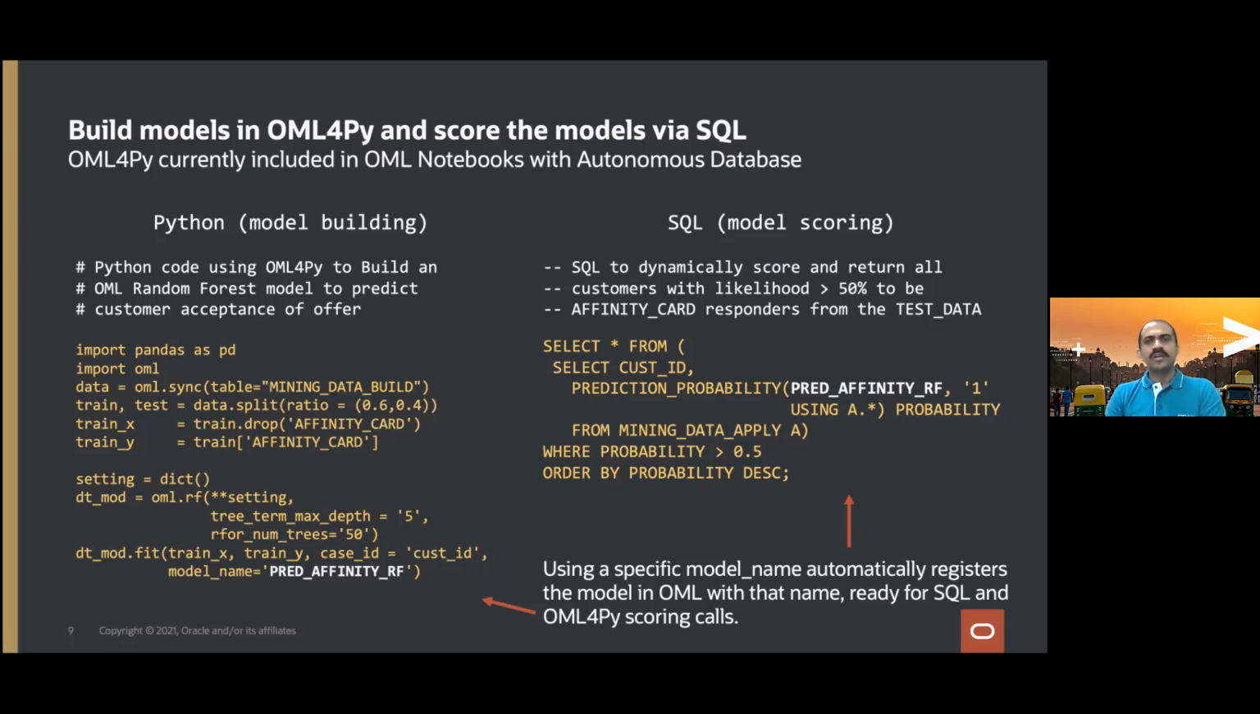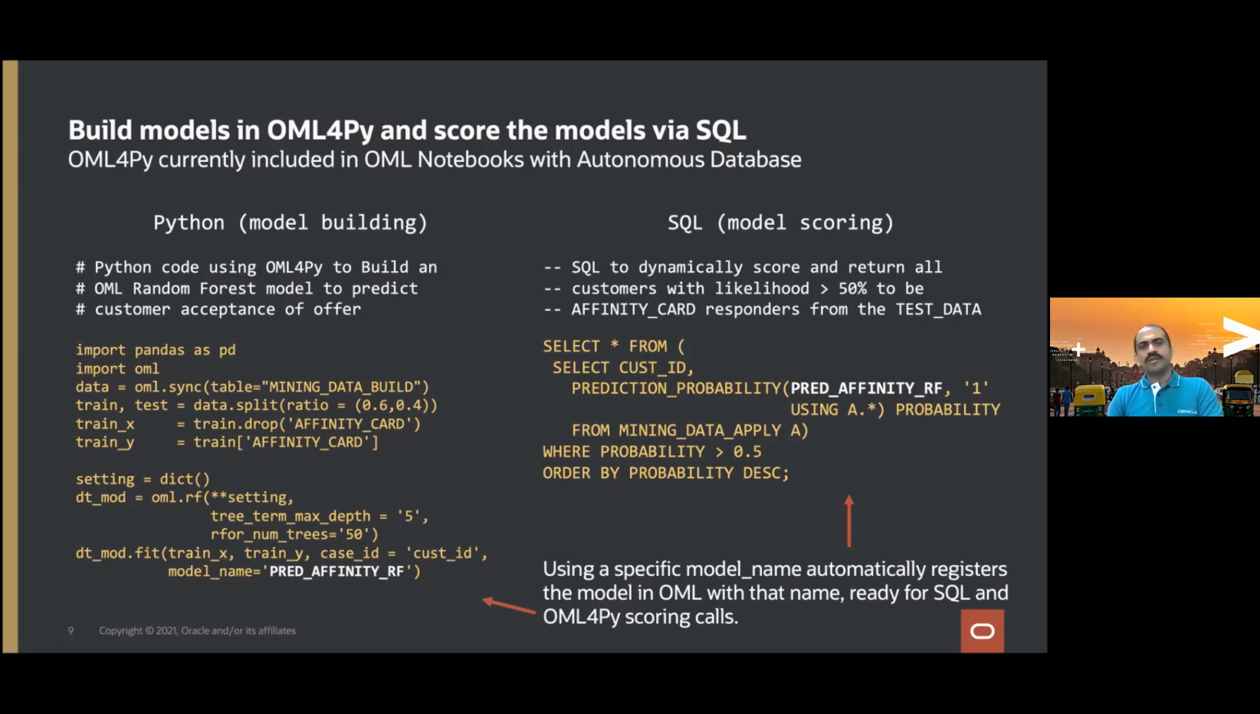In the Python model, you are calling similar commands such as import pandas, import OML. OML is proprietary to us, and in that, in the very first step we are syncing that particular table. Once you have synced the mining data build table, you are splitting it up just like you normally would for any kind of model building. Once you have got the train X, train Y, you are going to call oml.rf.